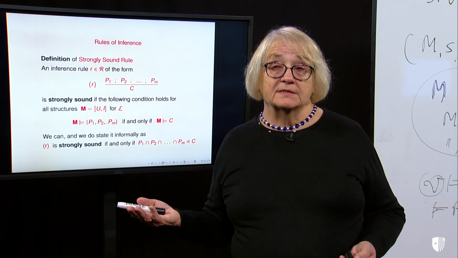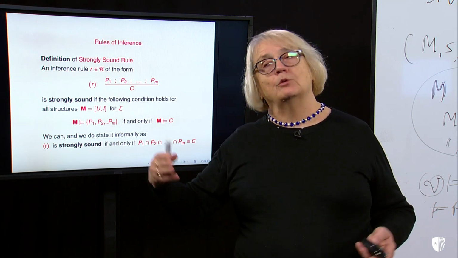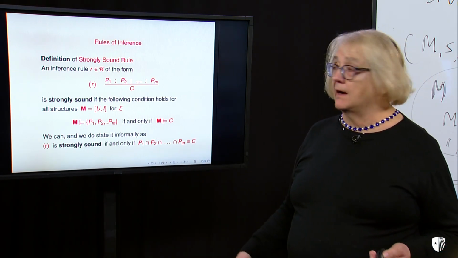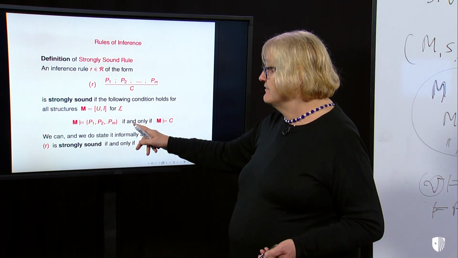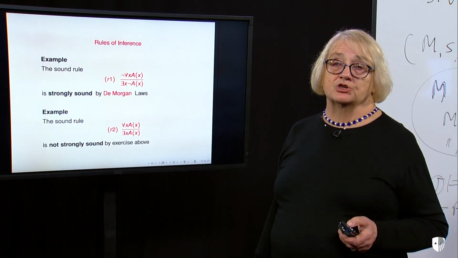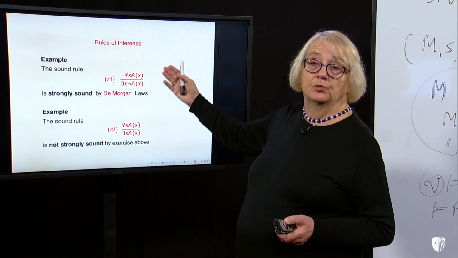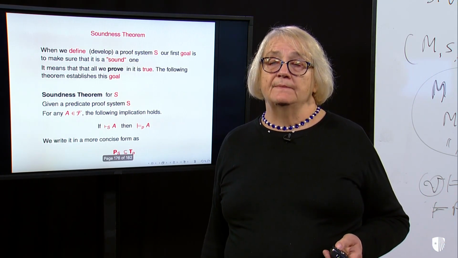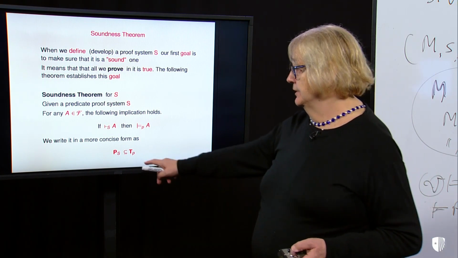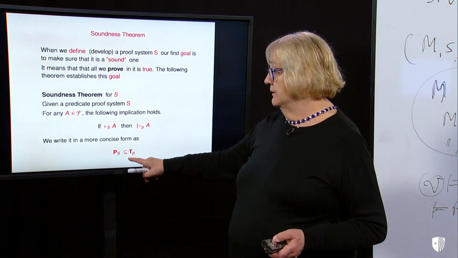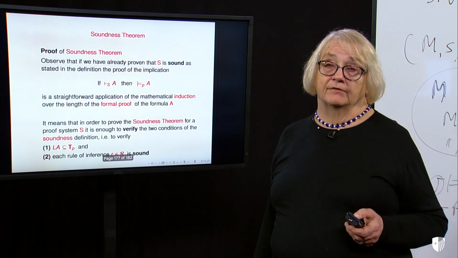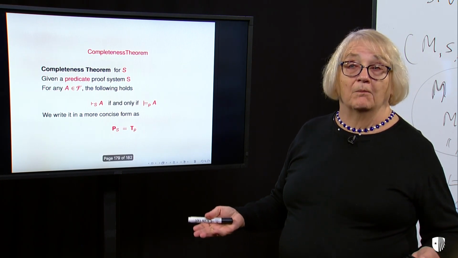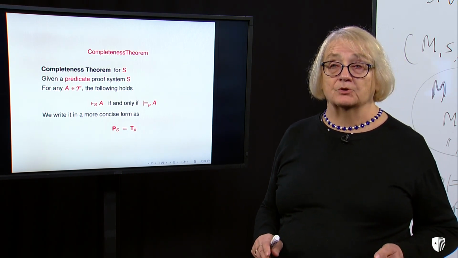And of course, we need strong soundness for our automated theorem proving. A rule is strongly sound if M is a model for all premises if and only if it is a model of the conclusion. For example, this rule is strongly sound because it is De Morgan's law. And we have a sound proof system, and we have the soundness theorem, which we write as: all provable formulas are included in the tautologies. And you have completeness. Proving soundness is easy. Completeness is even more complicated than in propositional logic.